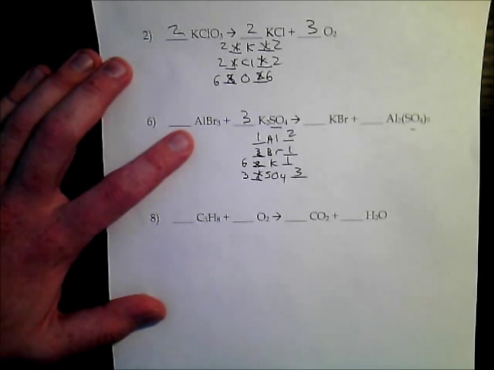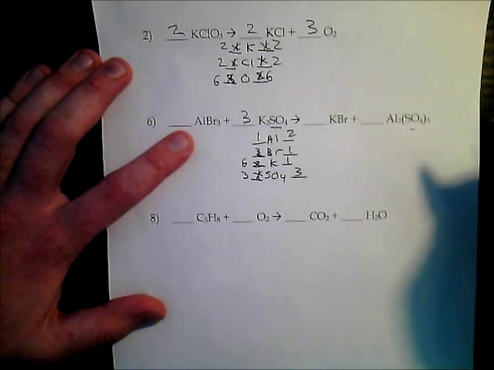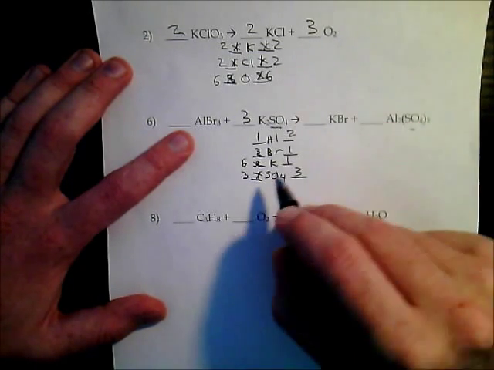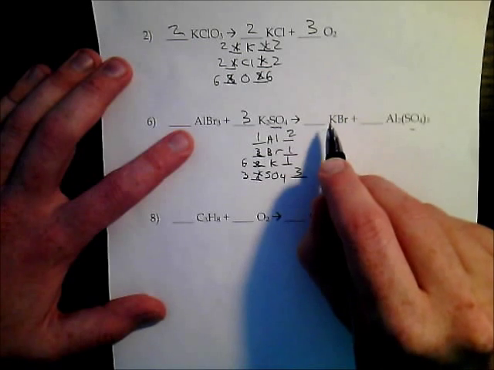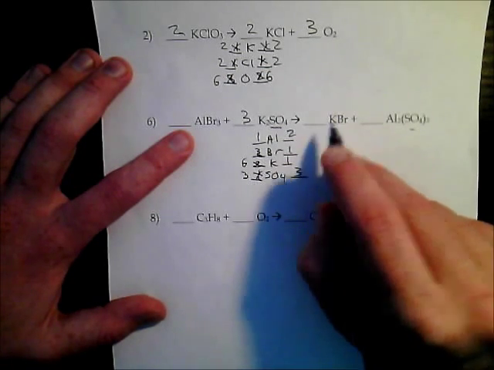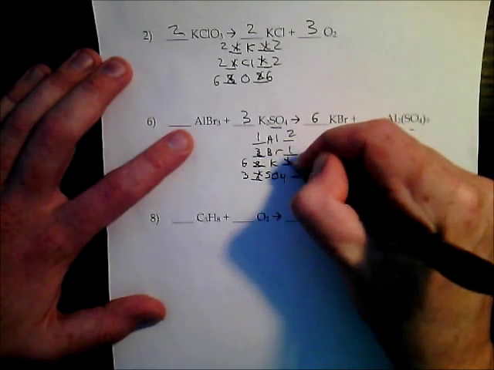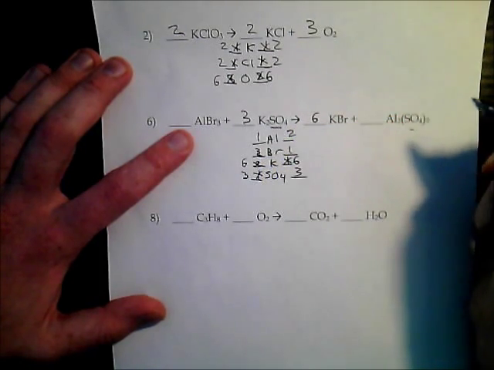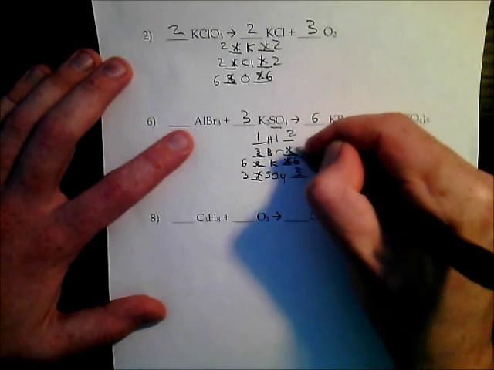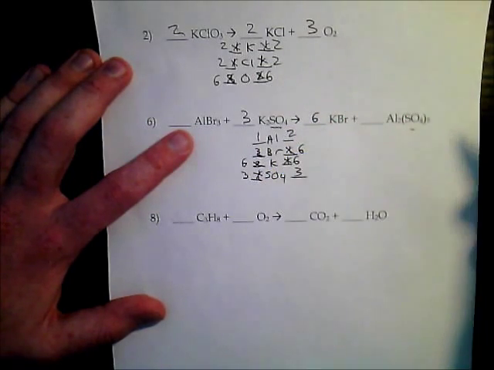So then we could go and try to fix some other stuff. And again, you know, kind of jump anywhere here. Well, there's 6 potassiums now, so I need to put a 6 over here. Now that changes to 6 potassiums on that side, and that also changes my bromine to 6.